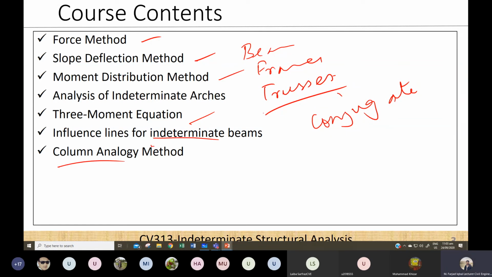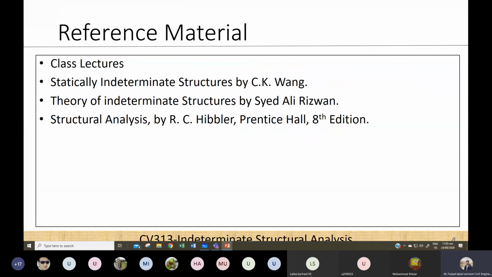Besides that, you should know shear force and bending moment diagrams; without that nothing will work. So these are some reference materials. Obviously the important thing is class lectures, because if you remember, we solve different problems from different books and apply different methods. So it's better that you make your own notes, so that issues like sign conventions don't confuse you, because every book's sign conventions and everything is different. I suggest you make your own notes.